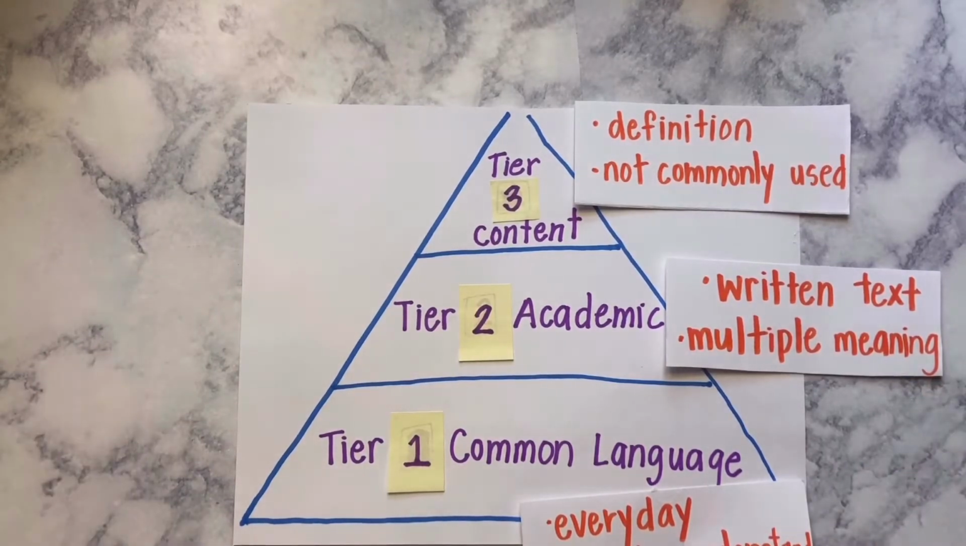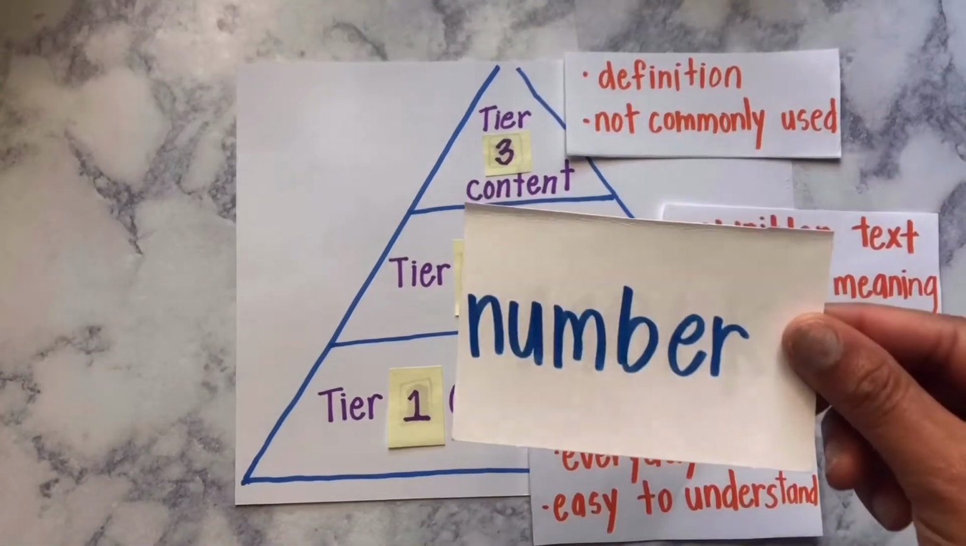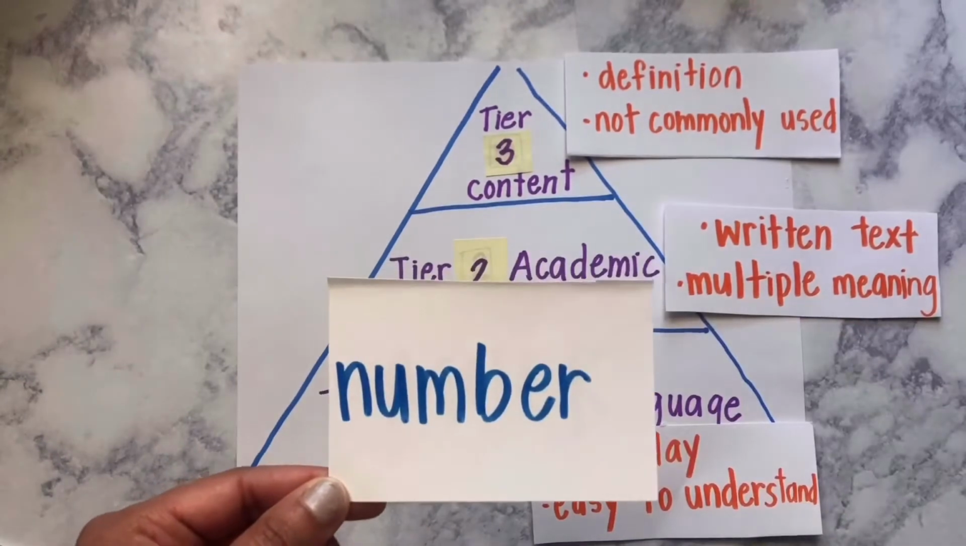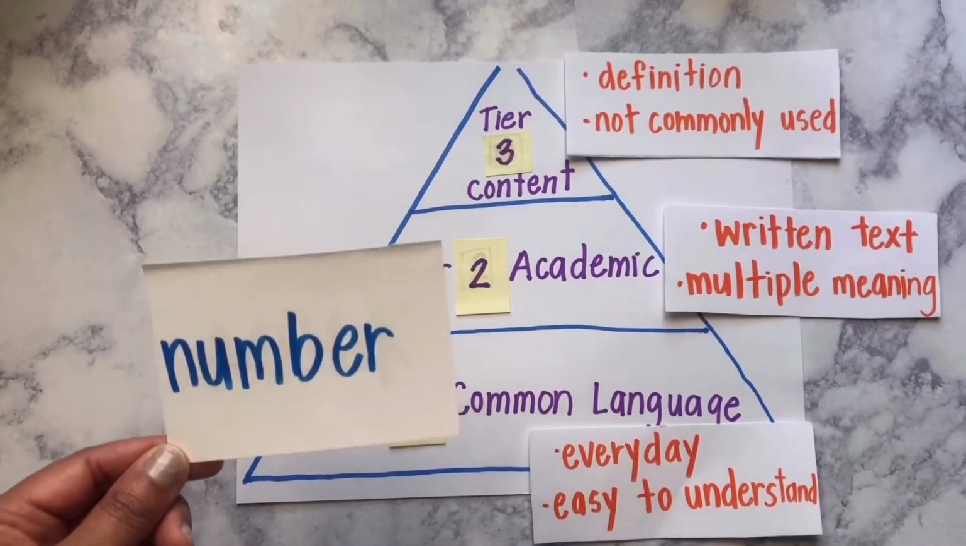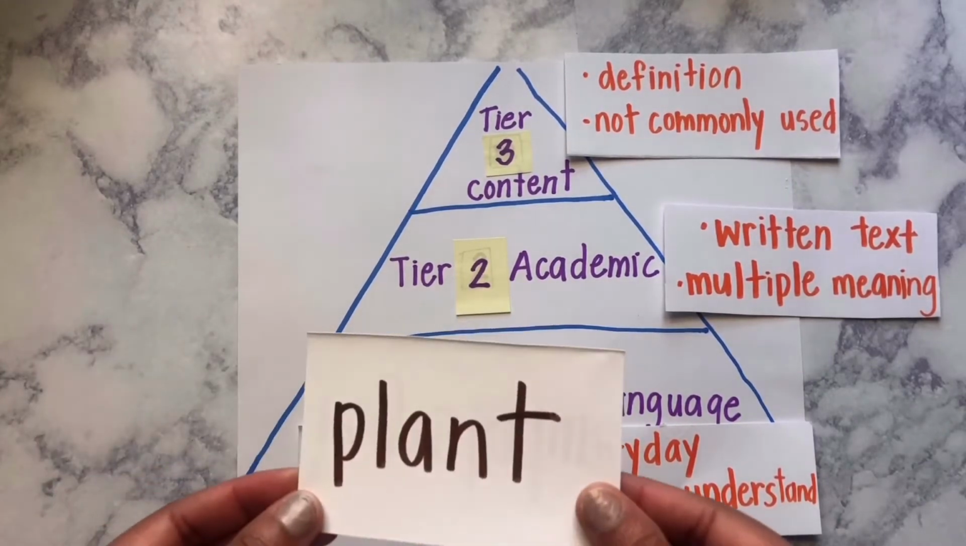So let's take a look at examples. So a word like number, it's very simple. A lot of us know what that means, can use it in a sentence. We don't need a definition. This is an example of a tier 1 vocabulary word. Another example is plant.